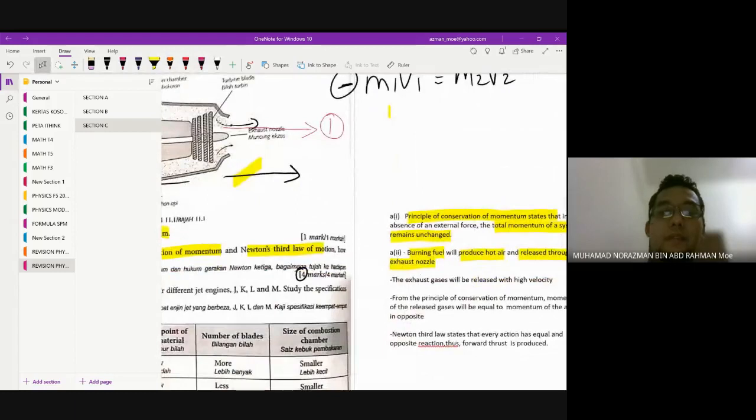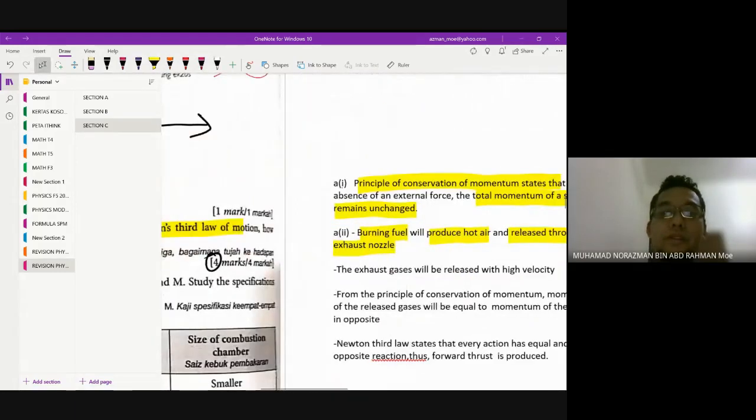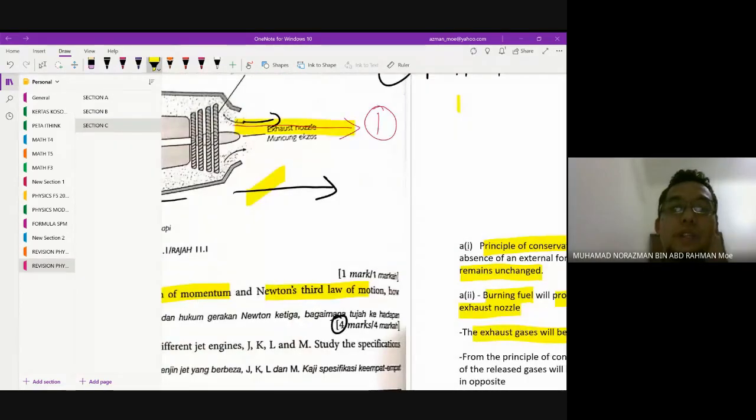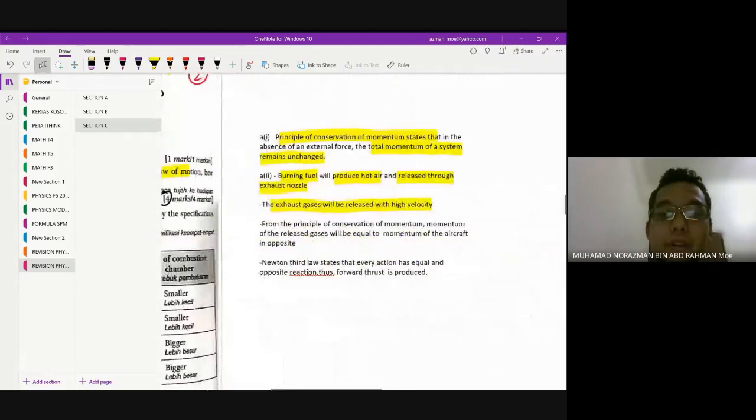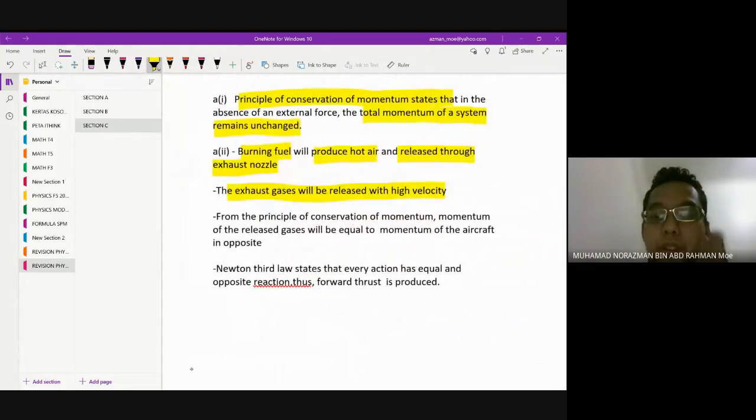Next, the exhaust gases will be released with high velocity. So it will move with high velocity. So that is the second point. Okay, next, from the principle of conservation of momentum, the momentum of the released gases will be equal to the momentum of the aircraft in the opposite direction.